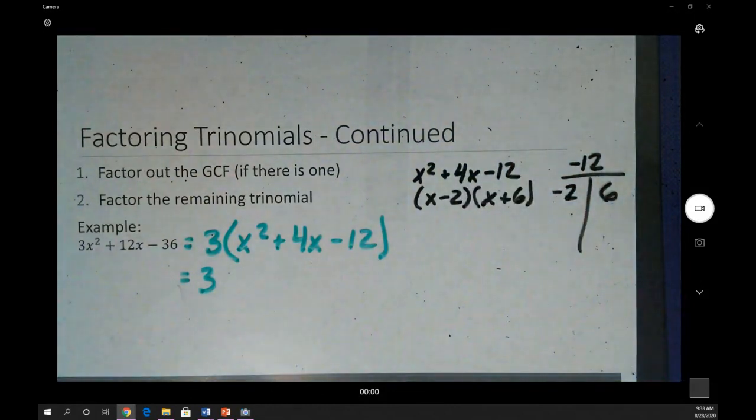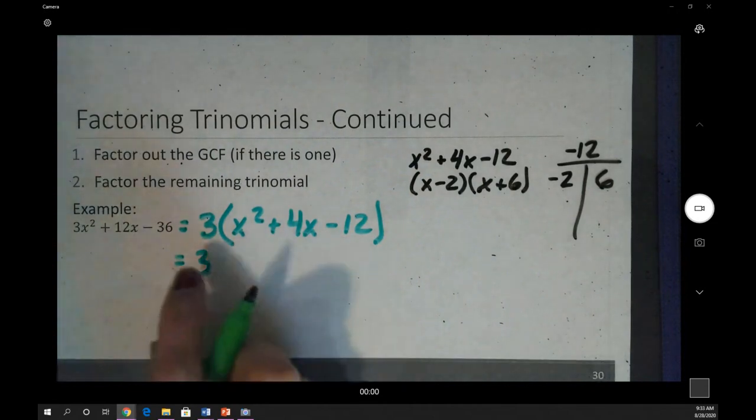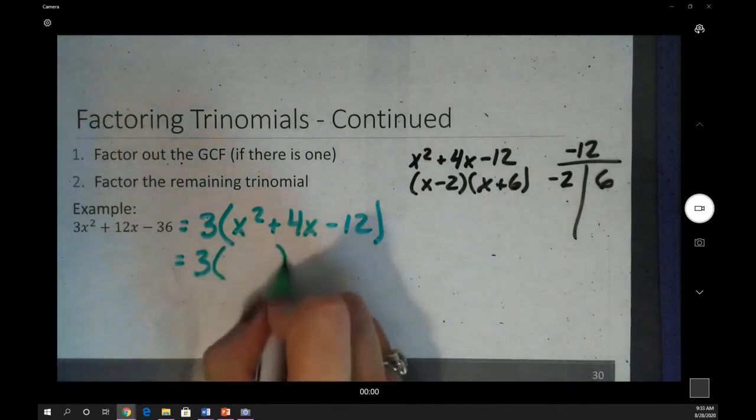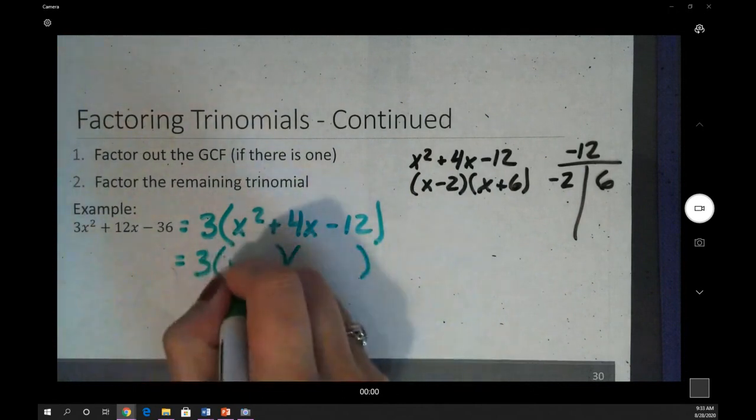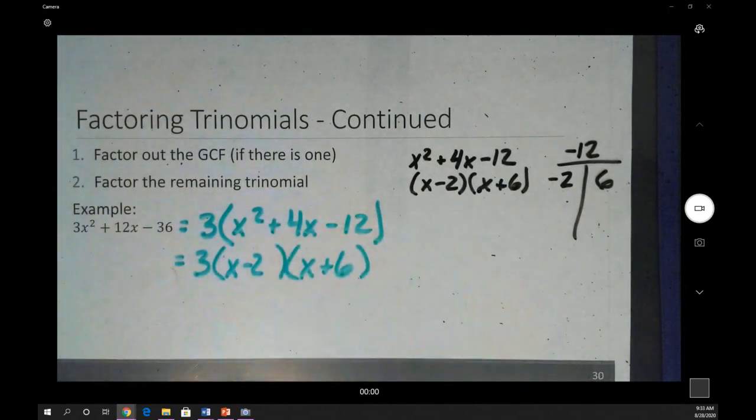But you can't forget that we were not just looking to factor the x squared plus 4x minus 12. We still had that 3 out front. Don't forget him, he's important. So we leave our 3 out front, and then we can just copy over our x minus 2 times x plus 6.